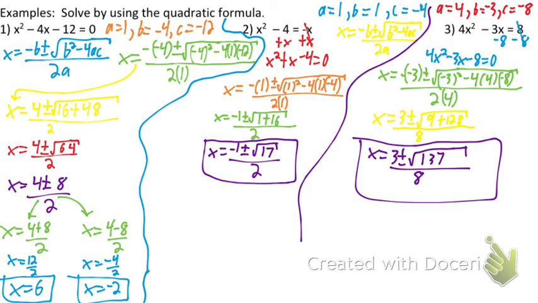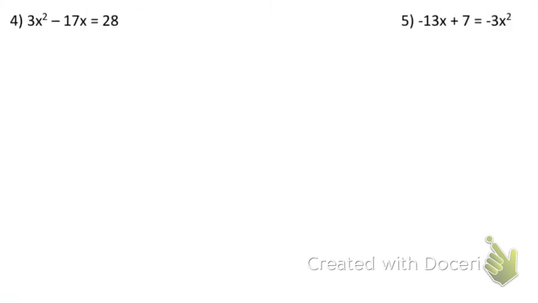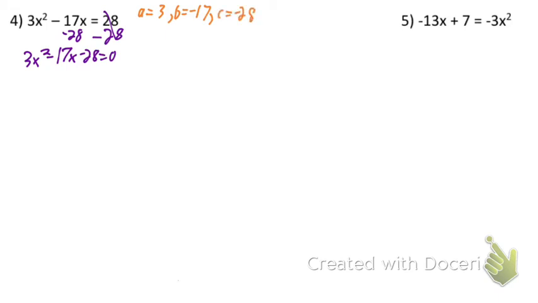I want you to go ahead and try number 4. Heads up, on number 4, one of your answers ends up being a fraction, and the other one does not. So we start by moving across our 28 to get this in standard form. And we get 3x squared minus 17x minus 28 equals 0. Our A is 3, our B is negative 17, and our C is negative 28.